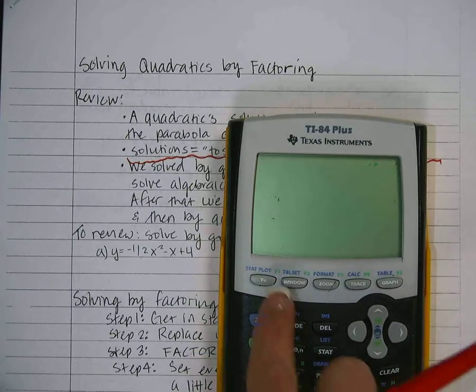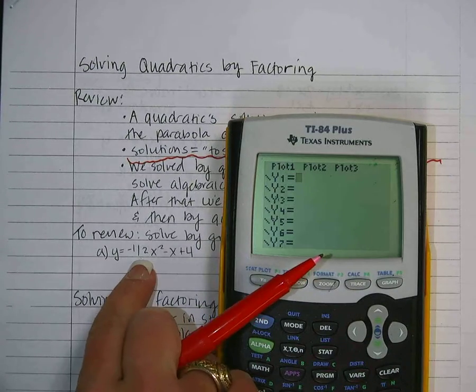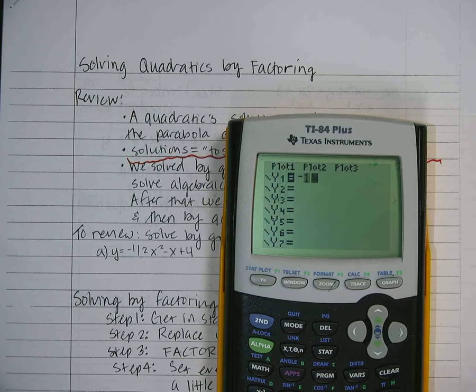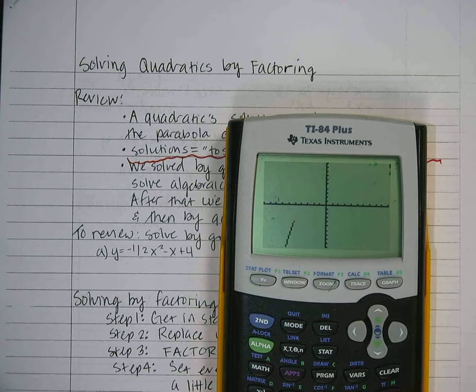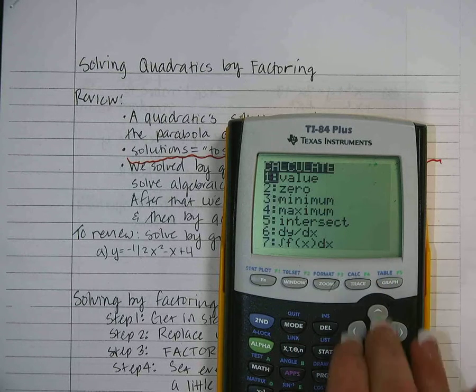So remember, I put this equation in y equals -1/2 x squared minus x plus 4. Take a look at the graph, see how many times it crosses the x-axis, and it does cross twice, so I'm going to be looking for 2 zeros. Second, trace, which is calculate, go down to 0.